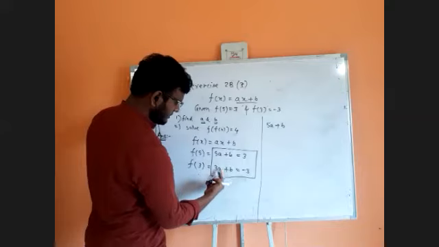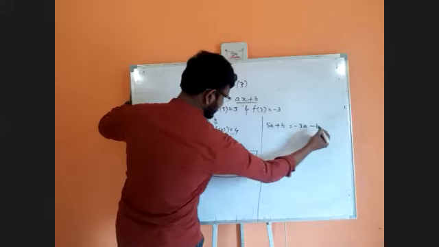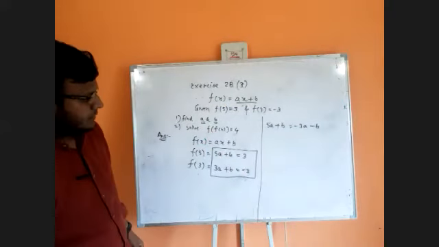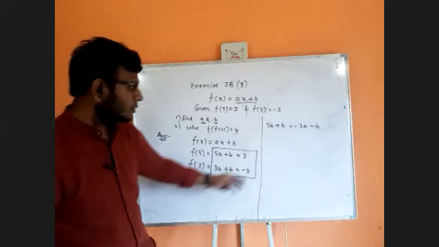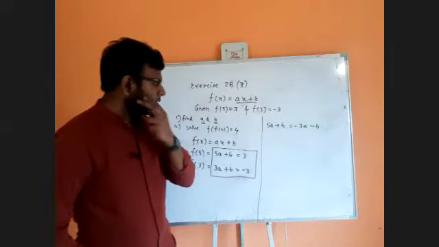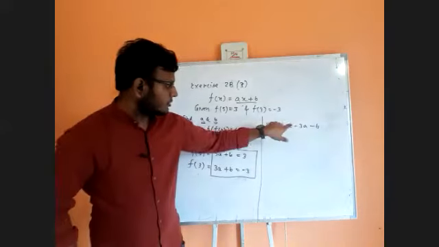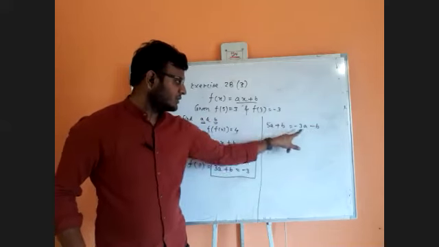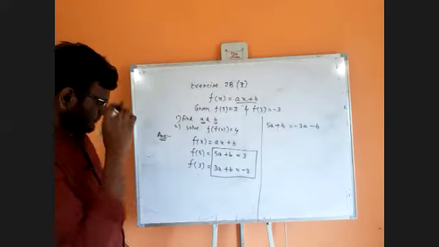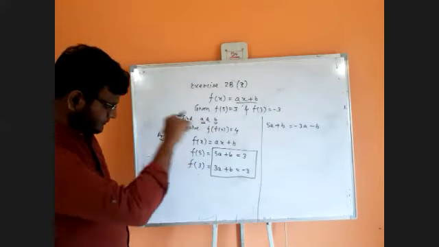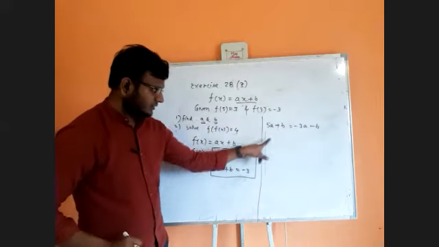5a plus b, and this will be 3a minus b. It won't get cancelled, because here it is plus b, here it is minus b. That's what I'm saying. You are suggesting the same thing.